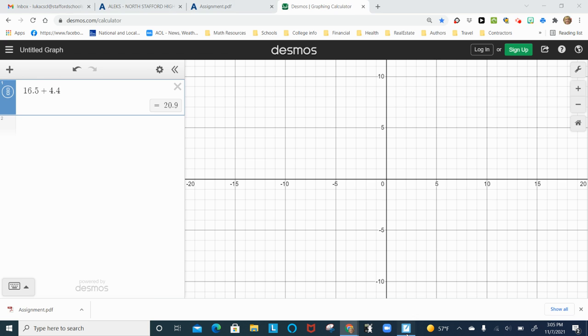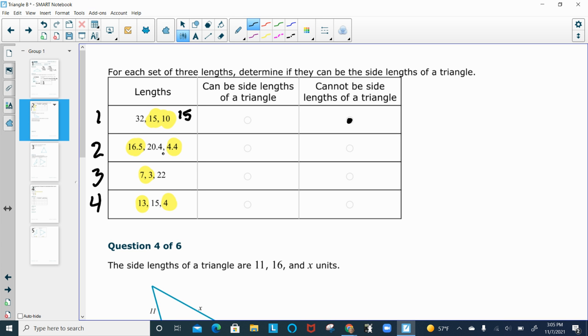Okay, so I'm going to write that down. Is 20.9 bigger than 20.4? And yes, it is. Not by a lot, but it is bigger. So we're going to click the button can be side length of a triangle. Here we have 7 plus 3. Pretty easy. That's 10. Is 10 bigger than 22? No, it's not.